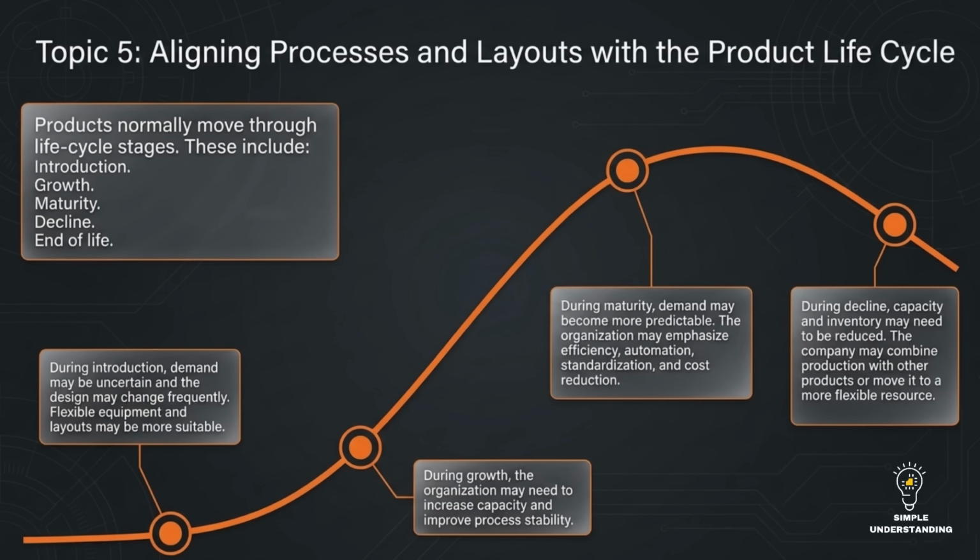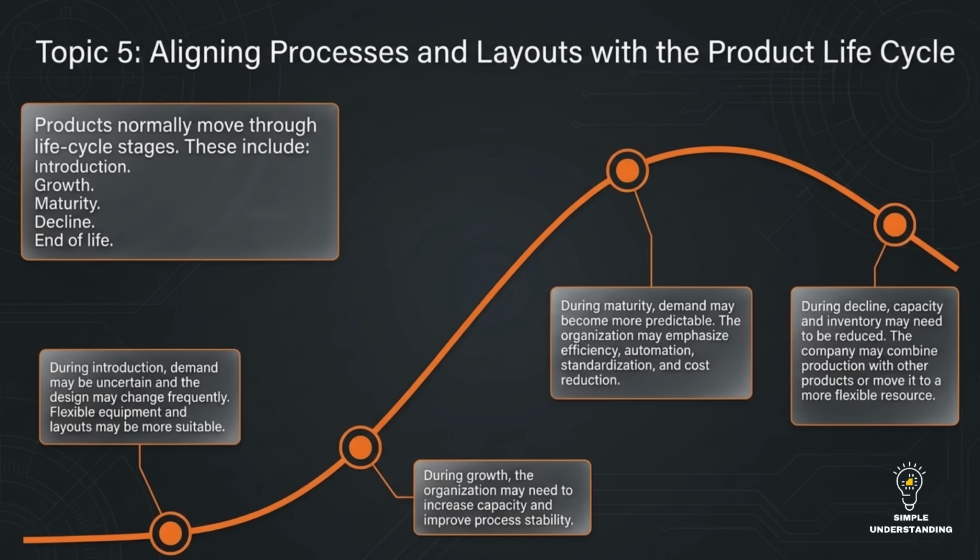Products normally move through lifecycle stages. These include introduction, growth, maturity, decline, and end of life. During introduction, demand may be uncertain and the design may change frequently. Flexible equipment and layouts may be more suitable. During growth, the organization may need to increase capacity and improve process stability.